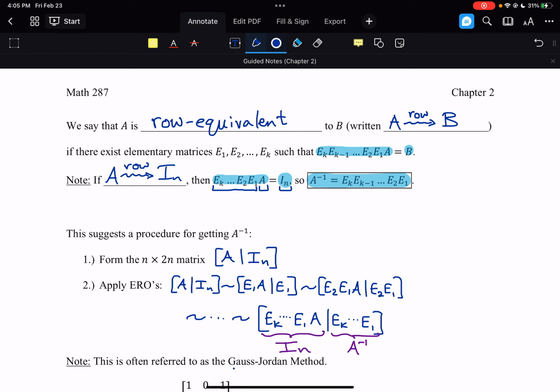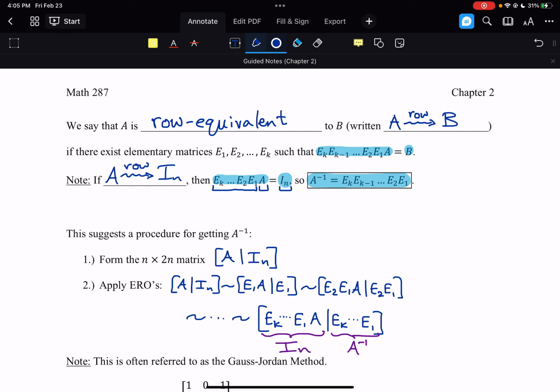This is often referred to as the Gauss-Jordan method. So if you see questions asking you to apply the Gauss-Jordan method, this is what it's asking you to do, essentially to perform EROs on an invertible matrix until we reach A inverse.